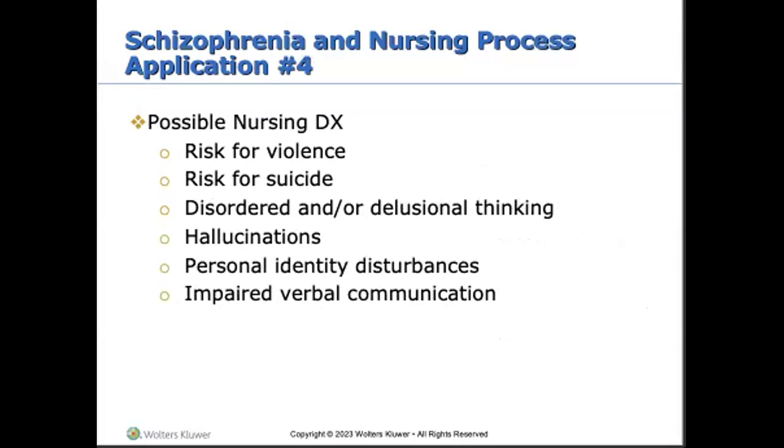So, what types of nursing diagnoses? Well, you might do a risk for violence if they're psychotic. You might want a risk for suicide if they're having command hallucinations. You might have a self concept, personal identity disturbances, impaired verbal communications, hallucinations, delusional thinking.